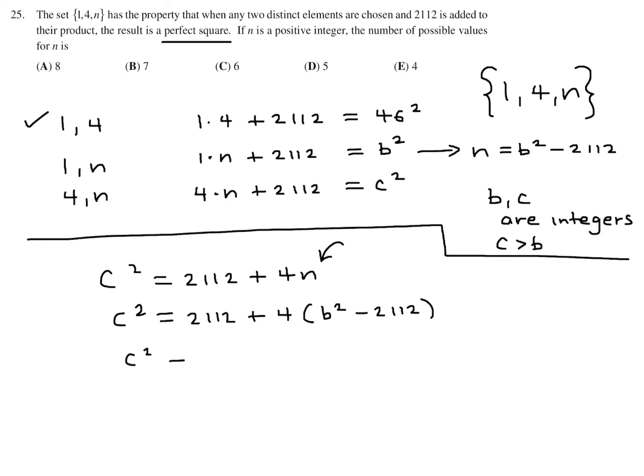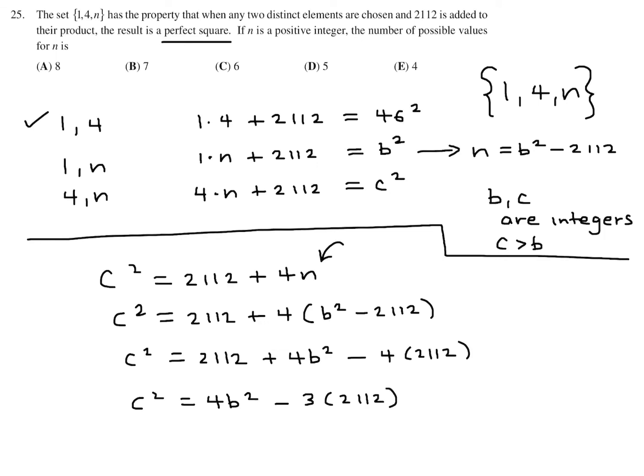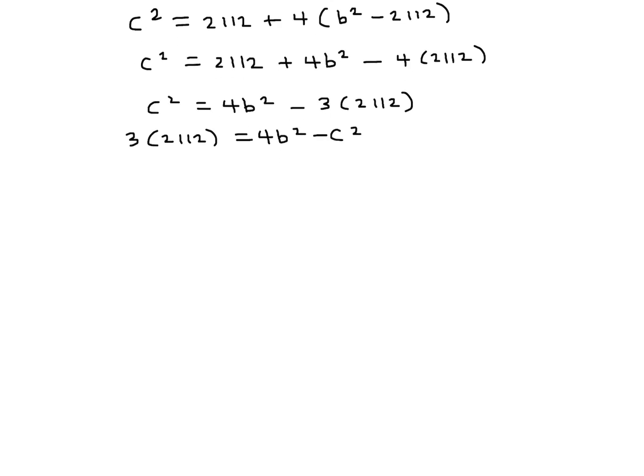I'll simplify this a little bit. c squared is equal to 2112 plus 4b squared minus 4 times 2112, like that. And let's see here. c squared is equal to 4b squared minus 3 times 2112. And therefore I'll put the number on one side: 3 times 2112 equals 4b squared minus c squared. And I think that's about as far as we can go.